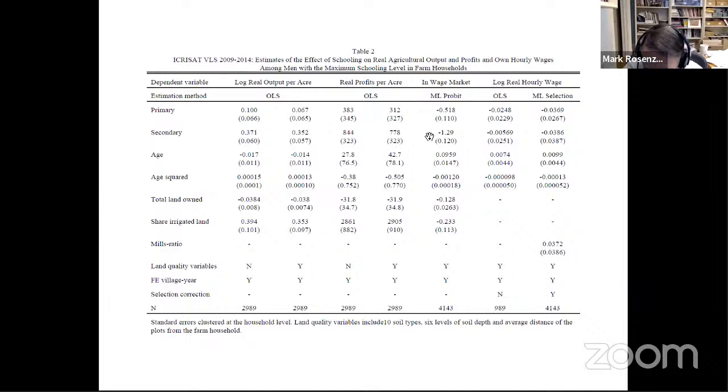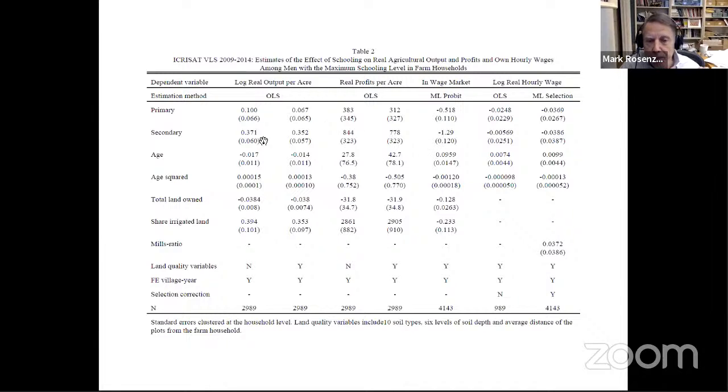What we find, oh, sorry, that's wrong. Secondary schooling increases profitability by 15%, not 71%, and has no effect of being primary schooled. When we look at the determinants of the wage labor market, a farmer who has secondary schooling compared to a farmer who has primary schooling is 71% less likely to be in the wage labor market. So it's a big effect.